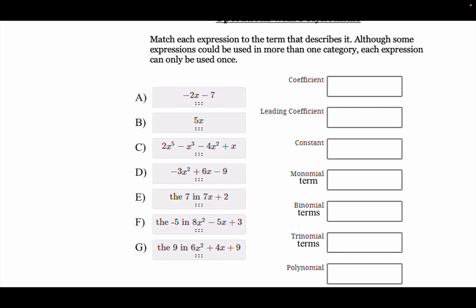So coefficient. Negative 2x minus 7a, that's 2 terms, right? 5x is 1 term. 1, 2, 3, 4 terms. C is 4 terms. So we want the number in front of a letter. Let's go down to E. The 7 in 7x plus 2. If I focus on just the 7, that's a number in front of a letter, right? So that's a coefficient. But then I see the one under is a leading coefficient, so I want to distinguish the two. It has to be a coefficient, but not a leading coefficient. 7 is a leading coefficient. So that one's going to go there. So E is going to go there.